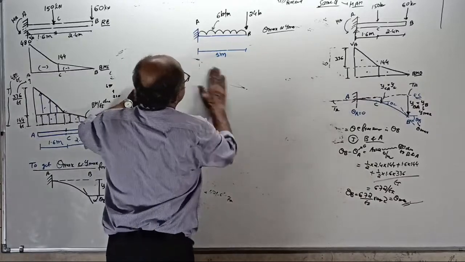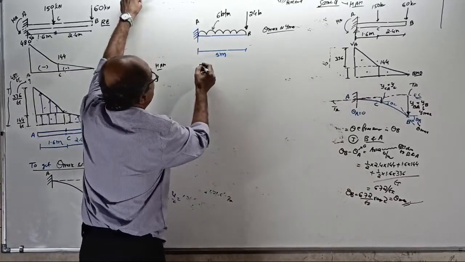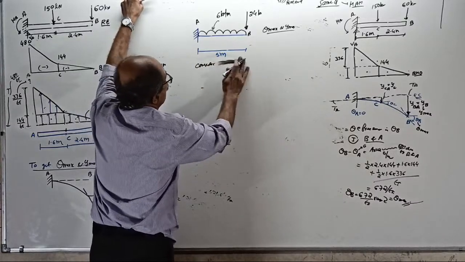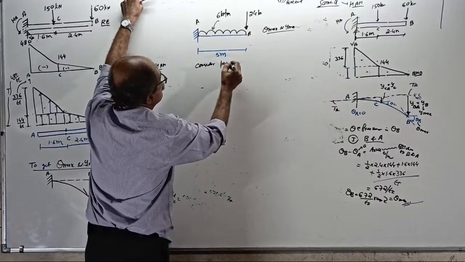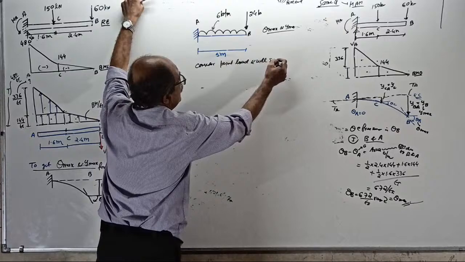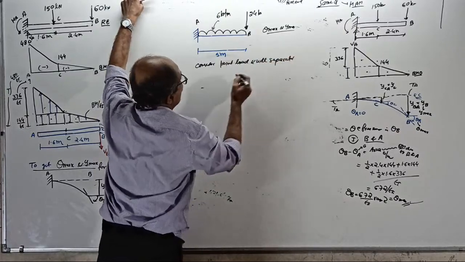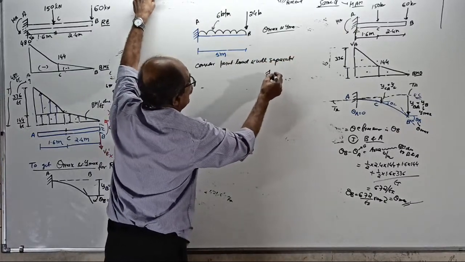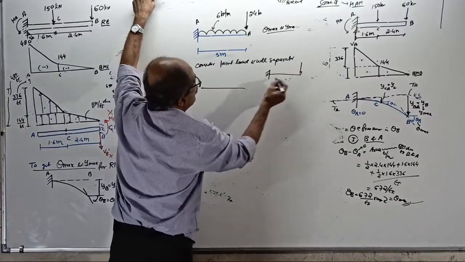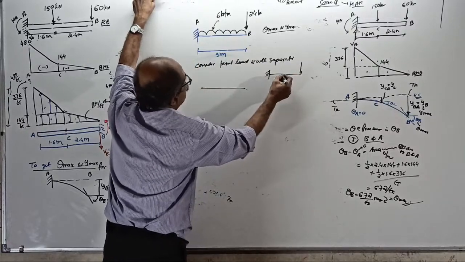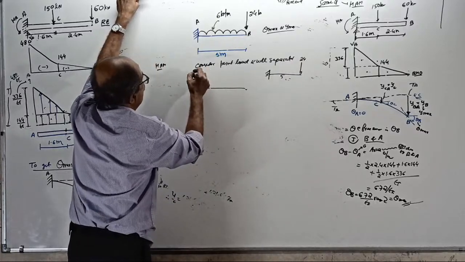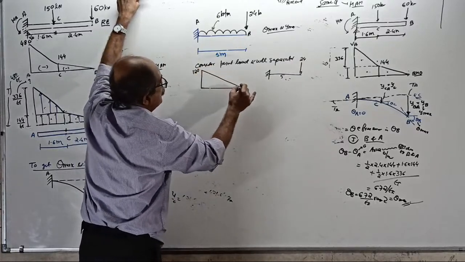Therefore, what you do? Theta max and y max are required. Draw the BMD. Consider the point load and the UDL separately. Start. First, consider the cantilever with only the point load. Draw the BMD. 0 here. This is 5 meter, this is 24. 24 into 5 is 120. Right here, 120. It is negative, hogging. For the moment area method, sign is not required.